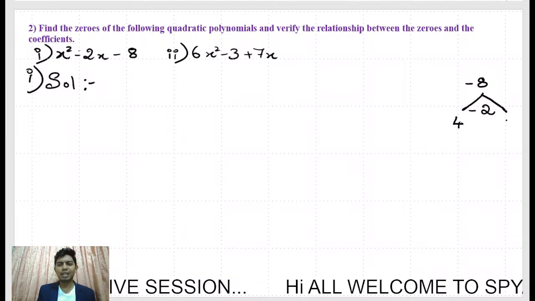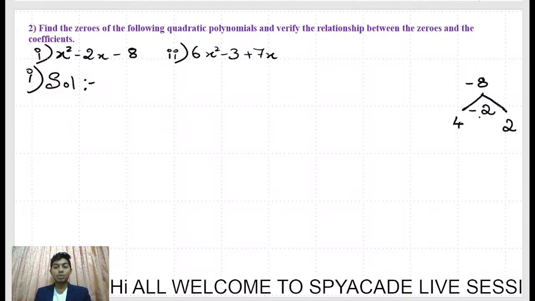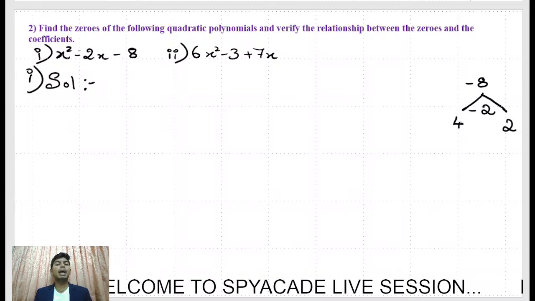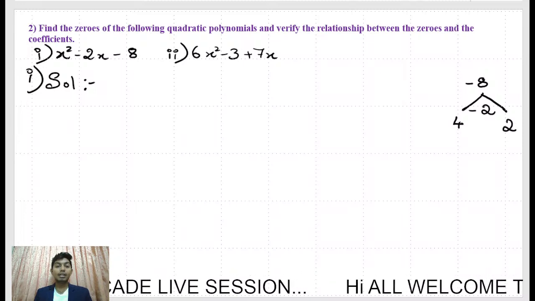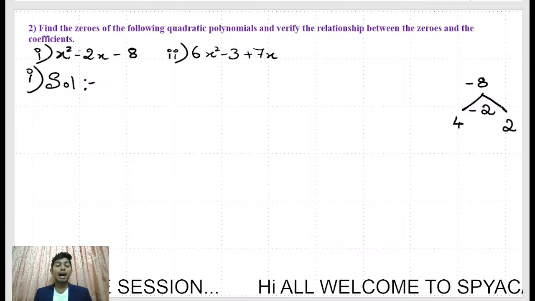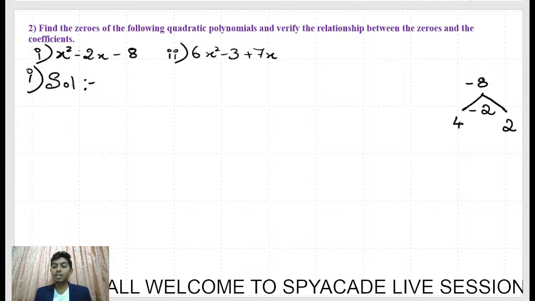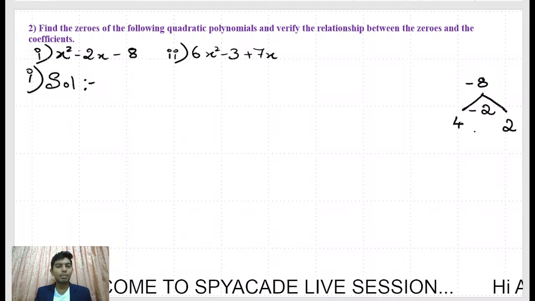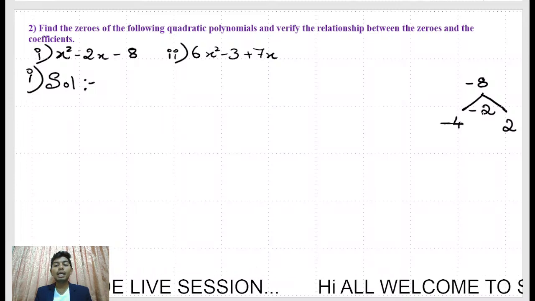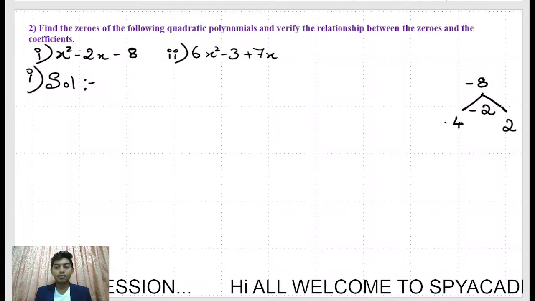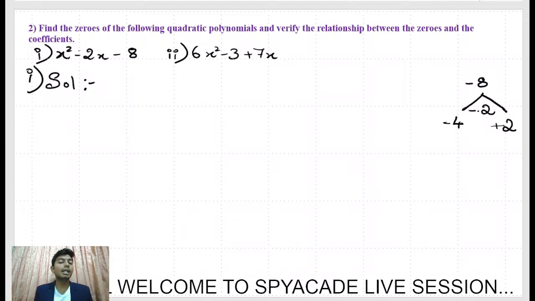How to check that? See, just check this number which is present in between. Here it is minus 2. So when we add or subtract, the resultant should have the sign of the highest number. So you are just going to add or subtract these two numbers so that the sign of the highest number is minus, and so you will get minus 2 here. So minus 4 plus 2, you will get minus 2.